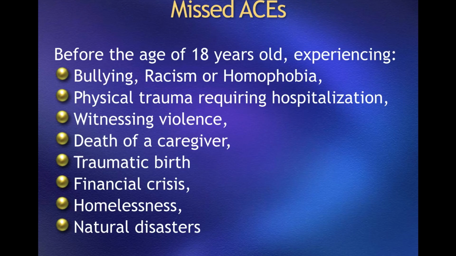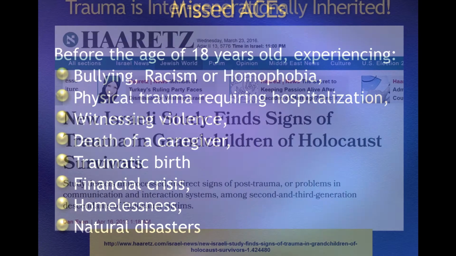These are some examples of missed ACEs, because I always have people emailing me asking, you said this ACE, do I have one, does bullying count, does racism count, does being a victim of homophobia count? And I always say yes, absolutely. So: physical trauma requiring hospitalisation, witnessing violence, death of a caregiver, and traumatic birth, which is a huge one. A family in a financial crisis is one of the most traumatic things parents can go through, and that can get passed on to the child. Homelessness, and of course natural disasters. We could go on, and what traumatises one person won't necessarily traumatise another, so it's also very subjective. So you're looking for the signs and symptoms, as well as an overall list of possibilities.